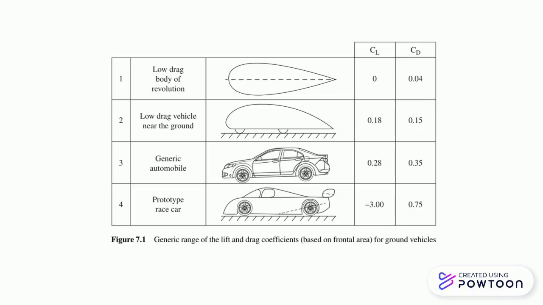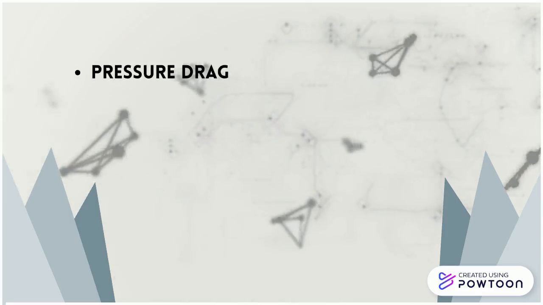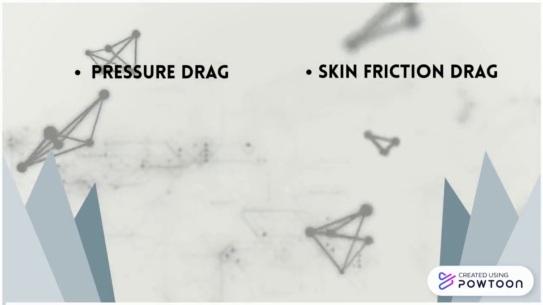Then the shape was developed into the sedan and racing car to adjust the amount of lift and drag coefficient. There are two main types of drag, the pressure drag and the skin friction drag. The domination of each type of drag depends on the shape of the vehicle.